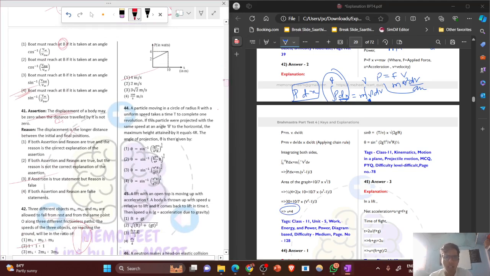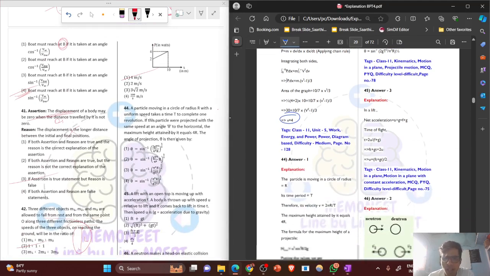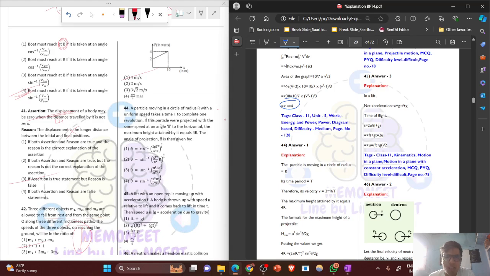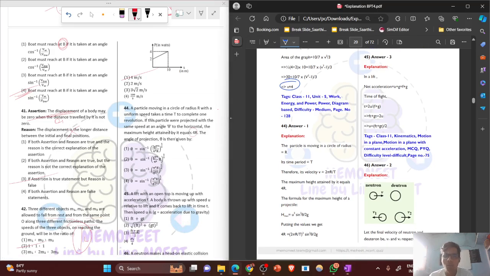First is correct. Now moving ahead, a particle moving in a circle of radius r with a speed takes time to complete one revolution. If the particle is projected with the same speed and angle with the horizontal, the maximum height attained is equal to 4r. Find the angle of projection. It's a mix of two concepts.